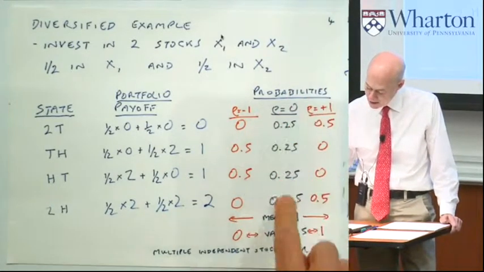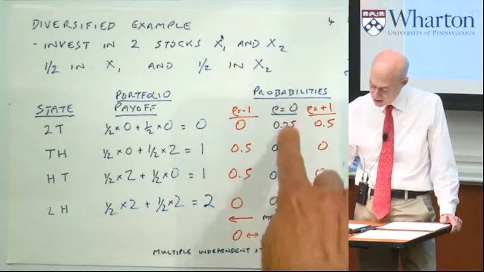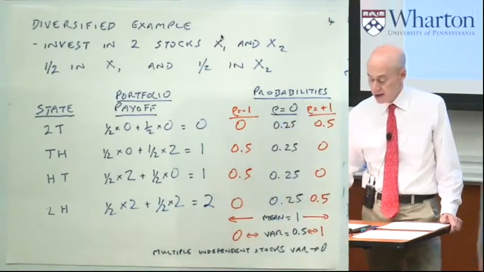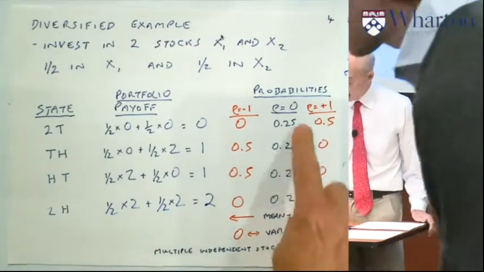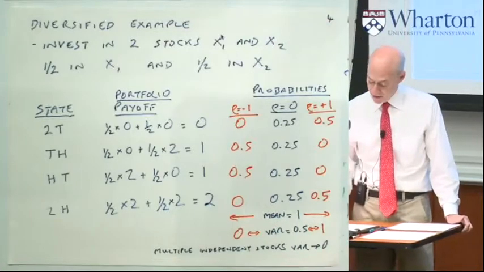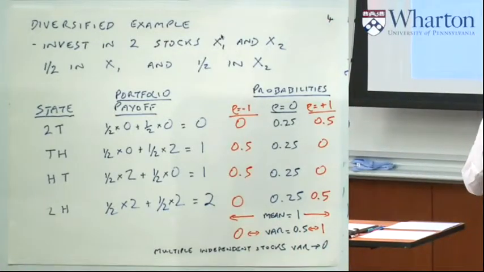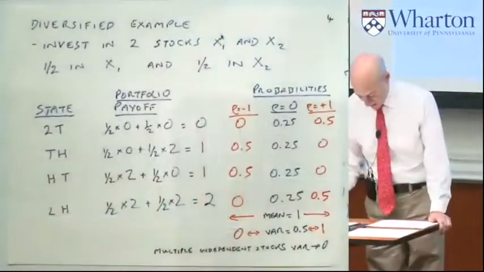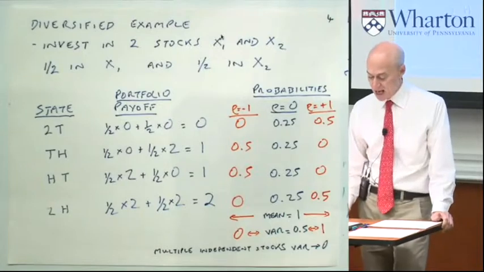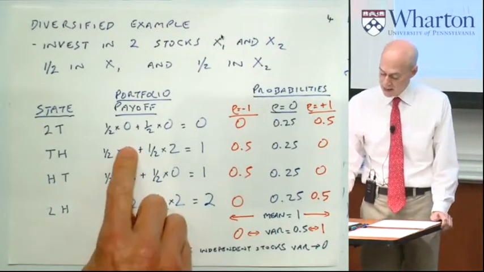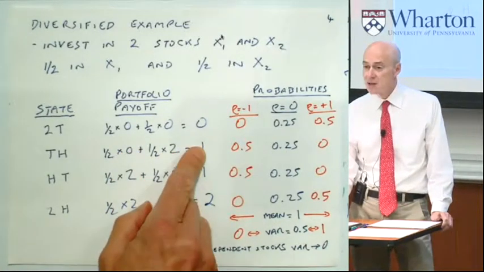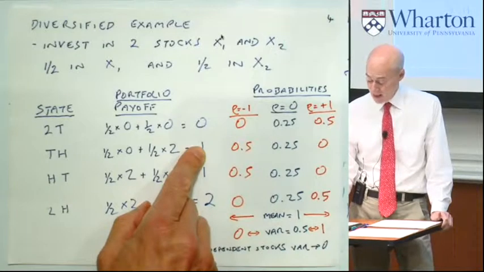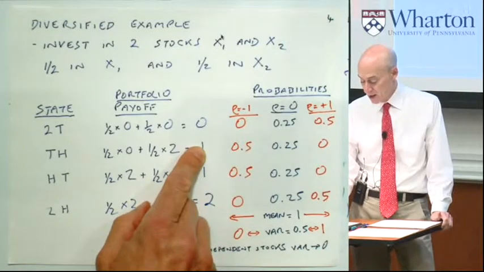If we've got independent stocks or independent coin tosses, those four states are equally likely. The mean stays at 1 if you work it out. But the key point is that the variance drops. And the reason that the variance drops is that in the tail-head and the head-tail states, we get one stock giving us 0 and the other stock giving us 2. So we end up with the 1 altogether.